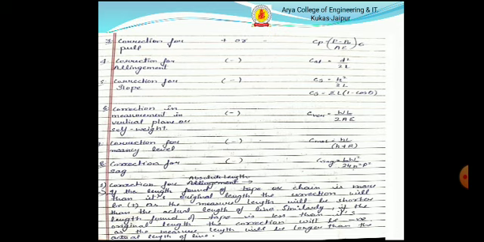Correction in measurement in vertical plane, or self weight, negative sign: wl upon 2AE. Correction for mean sea level, negative sign: small h into L upon R. Correction for sag, negative sign: l w square by 24 n square p square.